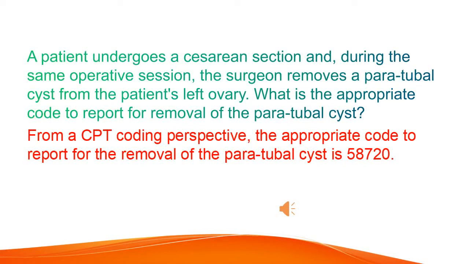A patient undergoes a cesarean section and, during the same operative session, the surgeon removes a para-tubal cyst from the patient's left ovary. What is the appropriate code to report for removal of the para-tubal cyst? From a CPT coding perspective, the appropriate code to report for the removal of the para-tubal cyst is 58720.